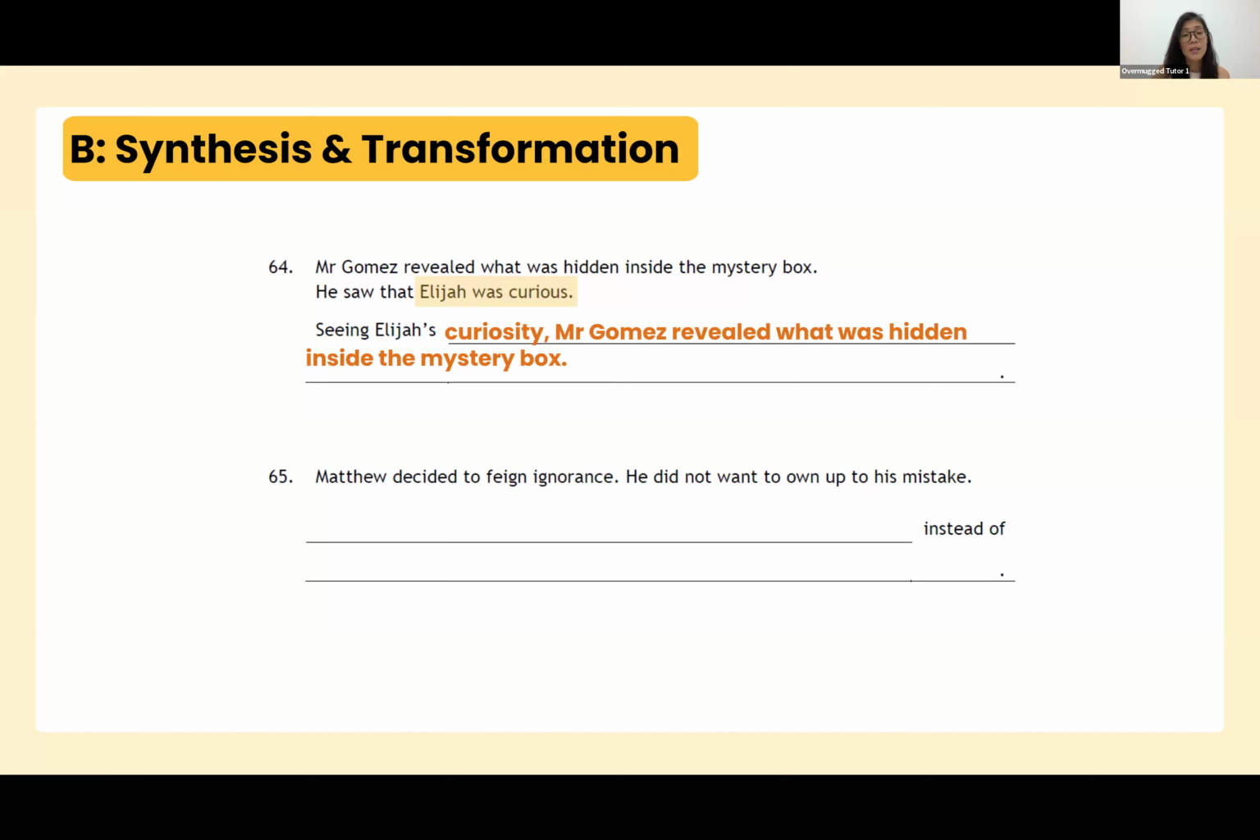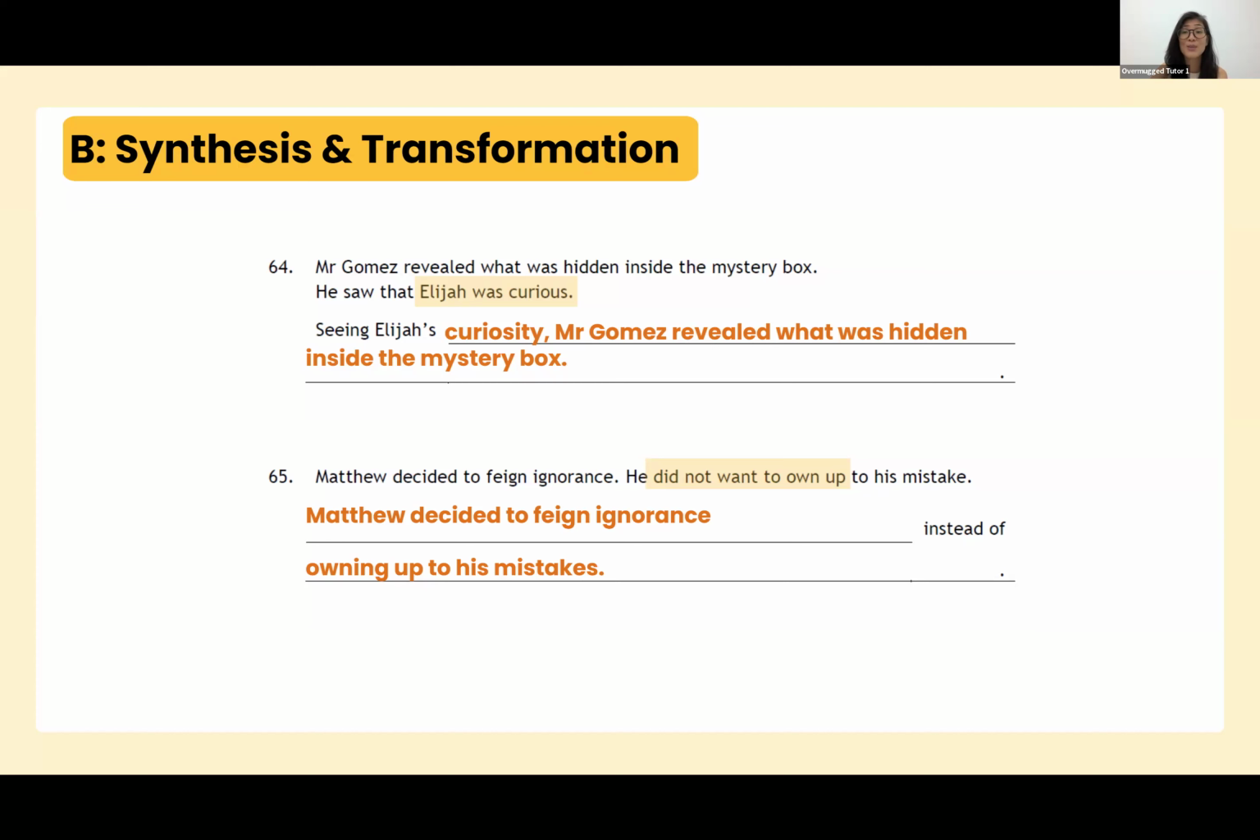65. Matthew decided to feign ignorance. He did not want to own up to his mistake. In this case, your prompt is instead of. So instead of doing what? Instead of owning up to his mistakes. So Matthew decided to feign ignorance. We'll need to change the word own to owning up. Those were the 5 S&T questions.